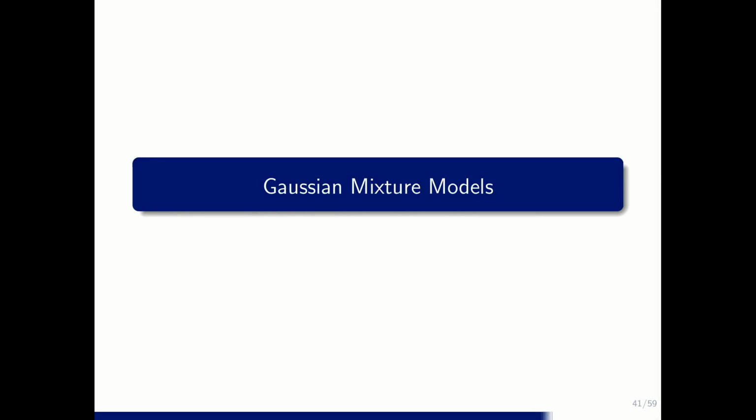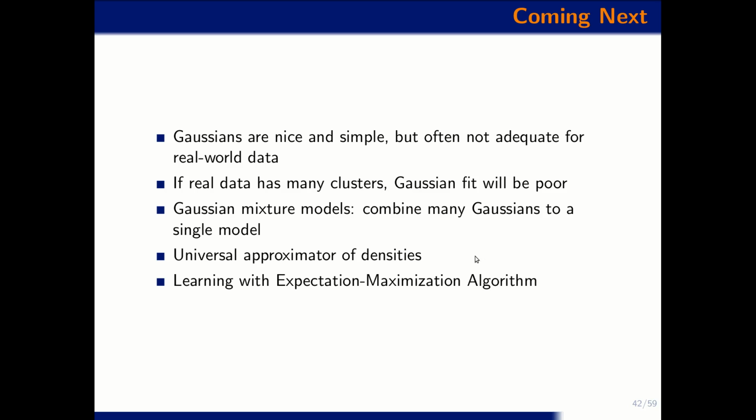We are now going to discuss Gaussian mixture models, the main topic in this lecture. And we'll discuss the shortcoming of Gaussians. Gaussians are nice and simple and have closed form maximum likelihood parameters, but they are often not adequate for real-world data. The reason is that real-world data typically has many clusters, and a Gaussian essentially just represents one cluster or one blob of probability, so a Gaussian fit will be poor.